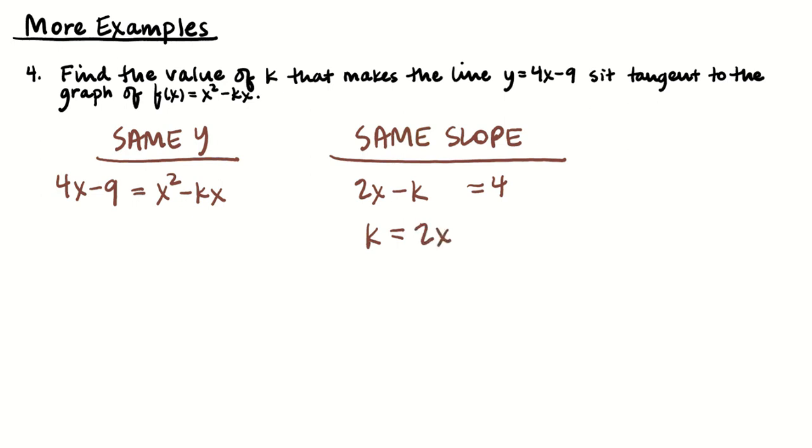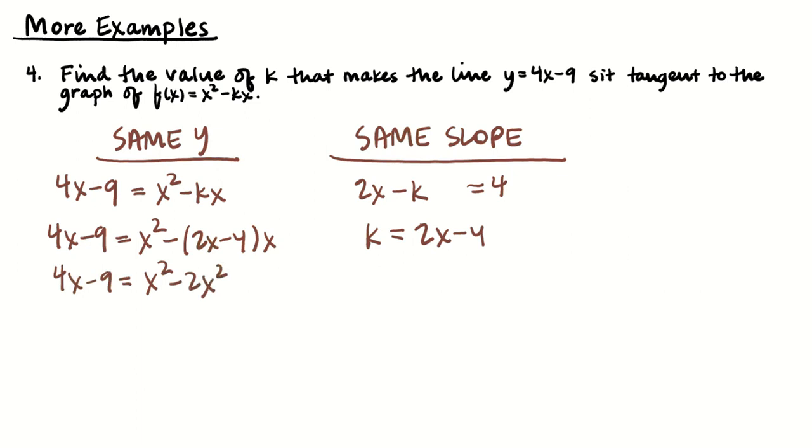So k is going to be equal to 2x minus 4. Because I didn't want to distribute in the x, but that was just being lazy, right? So 4x minus 9 equals x squared minus (2x minus 4) times x. Oh, interesting. Hold on. Minus 2x squared, this is going to be a plus 4x. And now I'm going to set it equal to 0, so I've got x squared minus 2x squared is negative x squared, so I'll put that over here. 4x minus 4x, that's convenient.